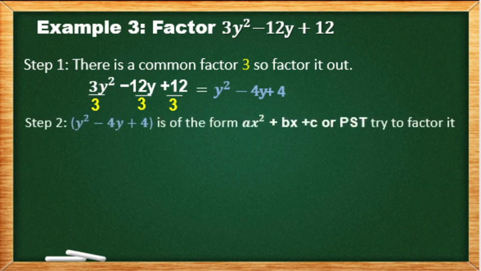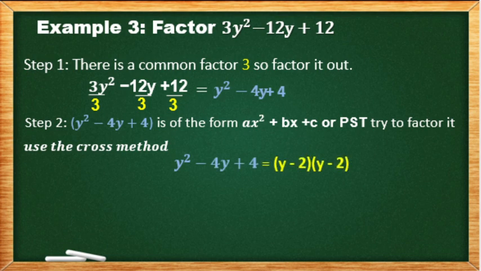Nilagay ko dito, pwede siya maging cross method or yung ax squared plus bx plus c. Kasi nga, pwede rin naman siyang i-apply. Pero mas applicable pa din ang PST. Once you multiply the two numbers, the product is 4, but the sum is negative 4. So, the answer is negative 2 and negative 2 by using cross method.